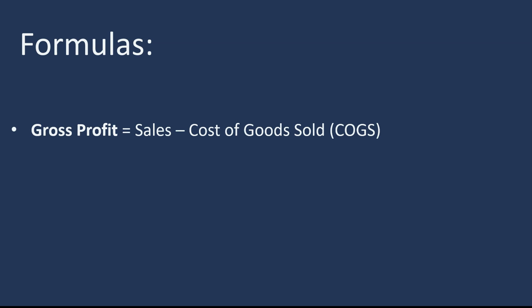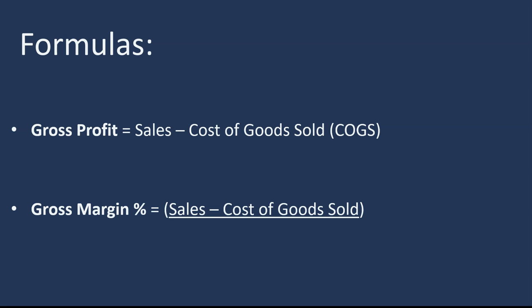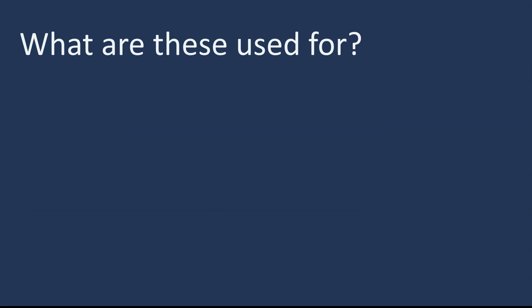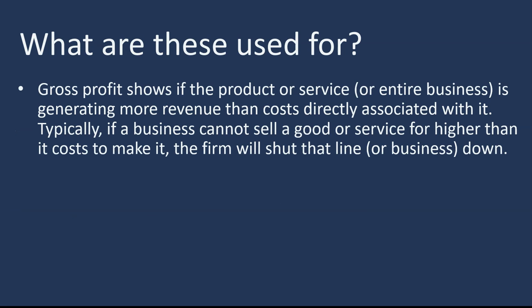So now back to the formulas. Gross profit is simply sales minus cost of goods sold, or COGS. And then the gross margin just adds one step to that. Again, the numerator is sales minus cost of goods sold, and you divide the result of that by sales. Okay, what would you use these for? Well, gross profit shows if the product or service is generating more revenue than the costs associated with it. If a business can't sell a good or service for more than it costs to make it, the firm's going to shut down that product line or that business.